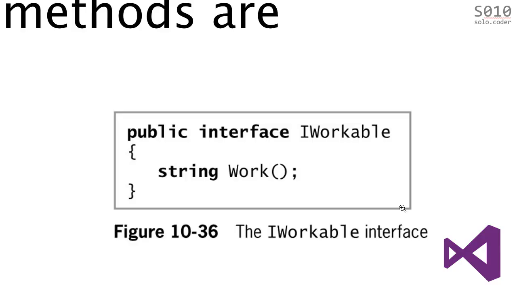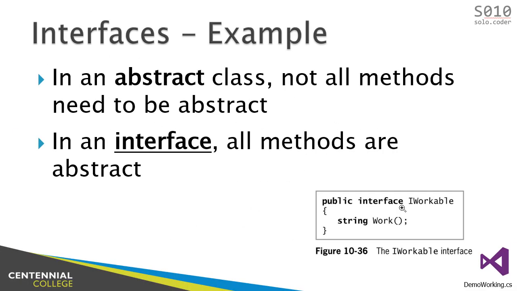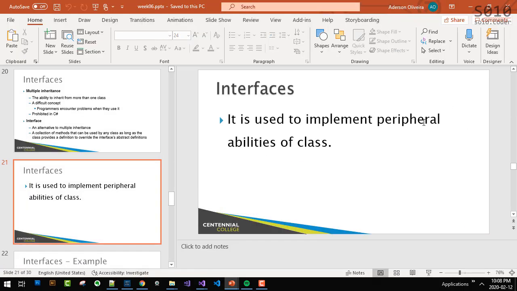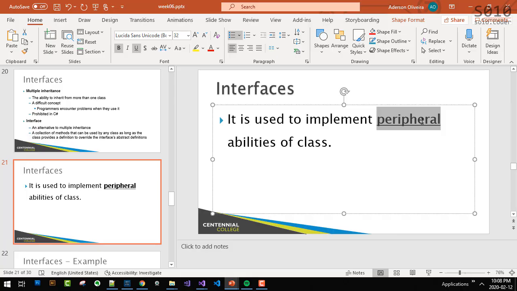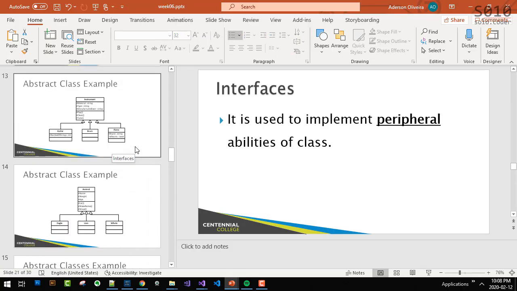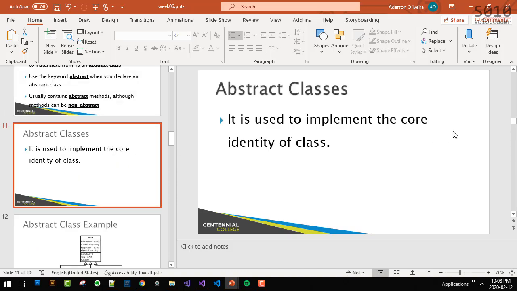That's why I like this definition here: an interface is used to implement peripheral abilities of a class. The keyword here is peripheral, so let me make this bold and underline it. And before, I defined it here, which I skipped, core.